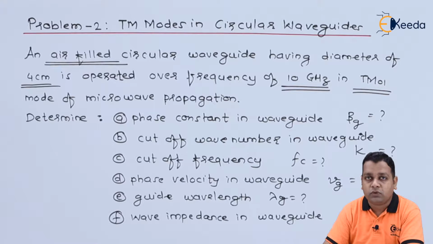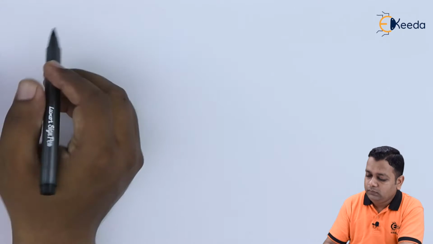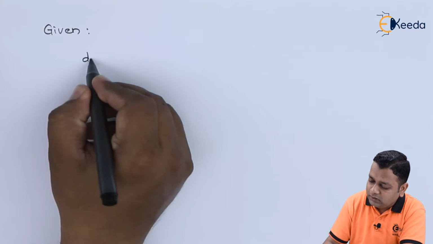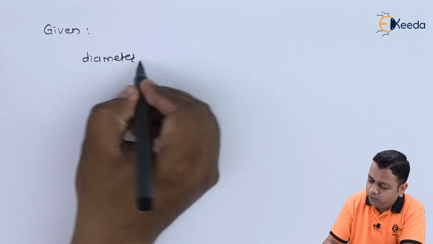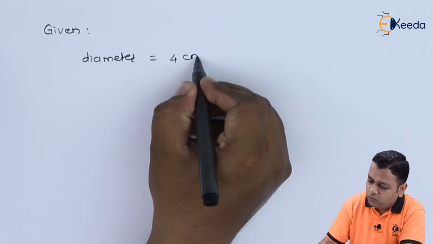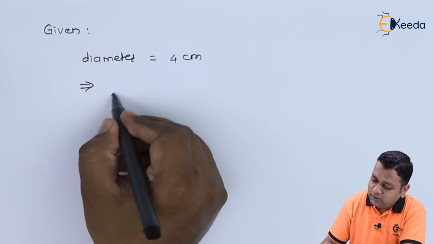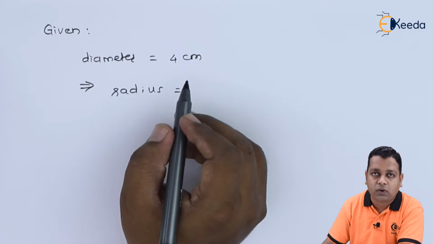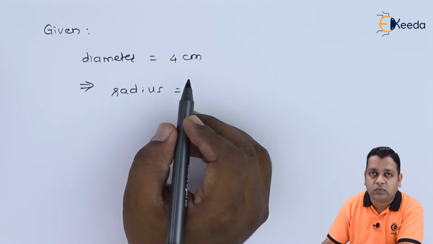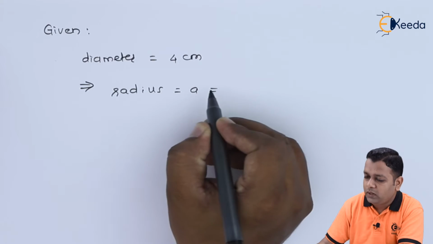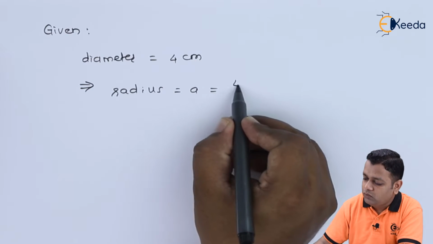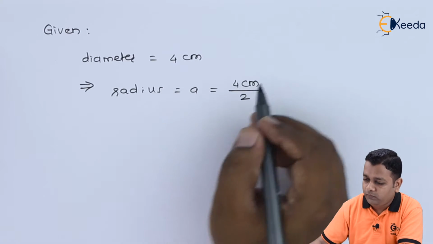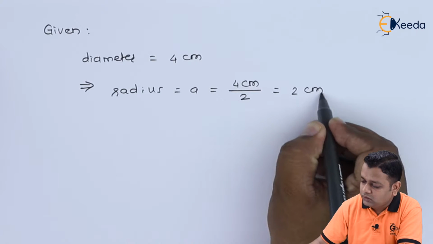Very first of all we shall be noting down the given details. So here we mention the given details. As the diameter value we have in the problem statement, it is equal to 4 centimeters. So this implies that we obtain the radius value, which for the circular waveguide we have denoted while analyzing with the equations as small a. So small a is equal to 4 centimeters divided by 2. The radius is half of the diameter, and it gives the result as 2 centimeters.